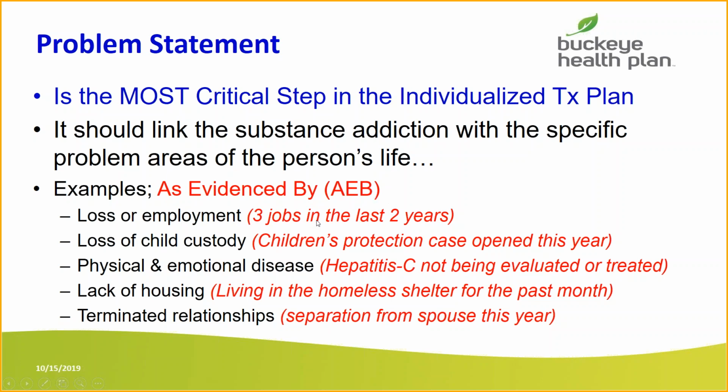Well, loss of employment. He's lost 3 jobs in the last 2 years. Loss of child custody. His kids are in children services protection. The case got opened this year. He's got some physical problems. Hepatitis C has not been evaluated, not been treated. He's lacking housing, as evidenced by him living in a homeless shelter for the past month. And his relationships are terminating. He's separated from his spouse, separated from family members. These are specific pieces of evidence that your patient manifests as a result of their addictive disease.